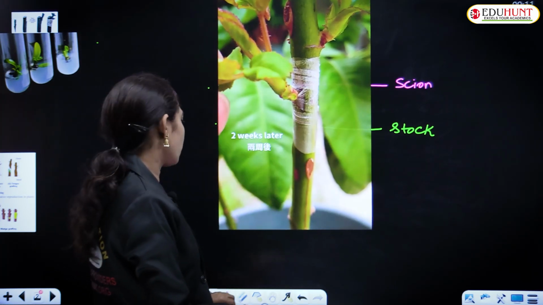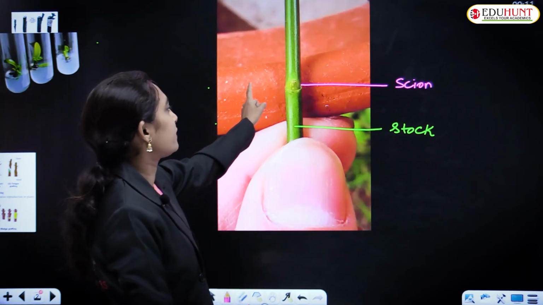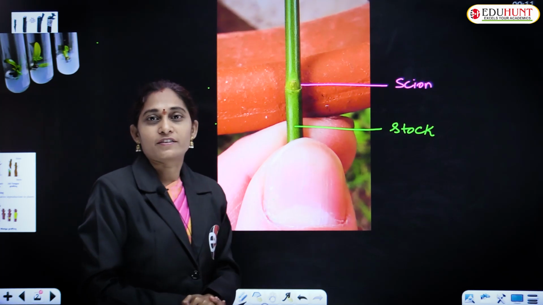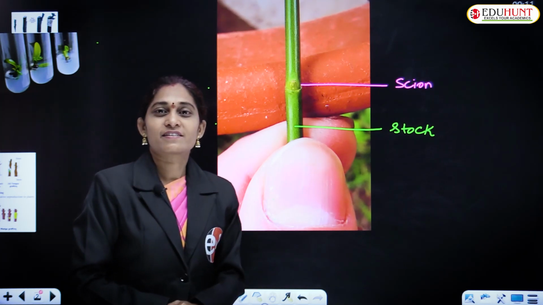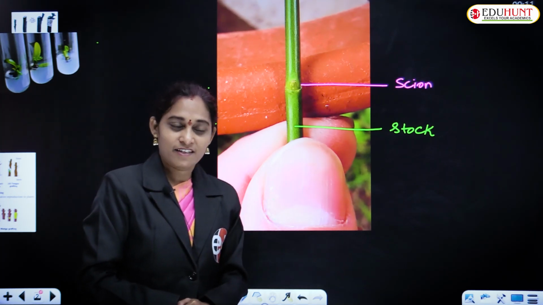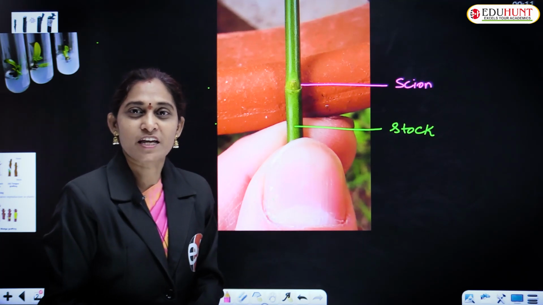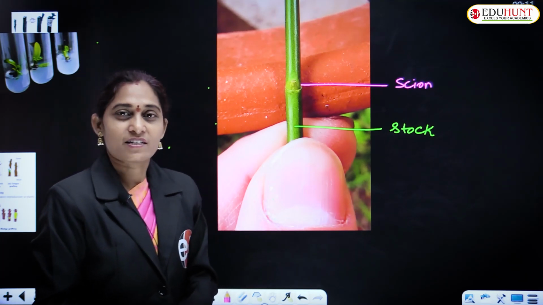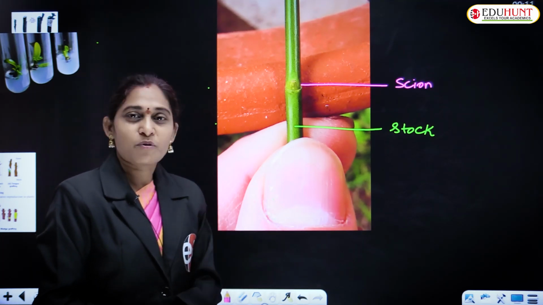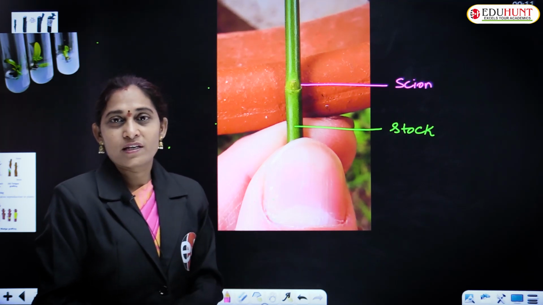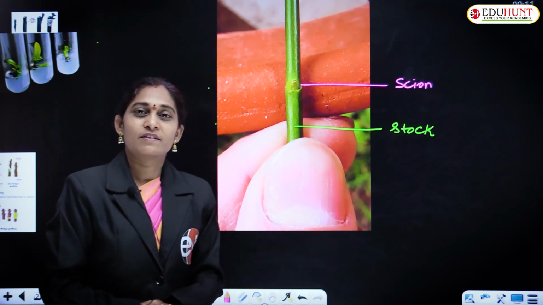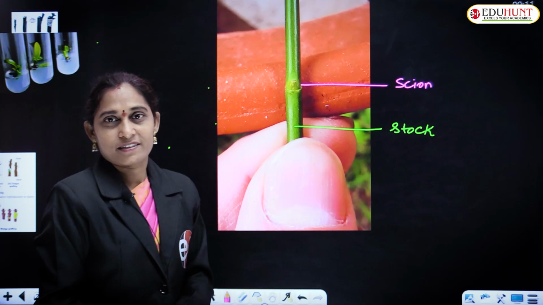After 2 weeks, it gives out a new branch. How simple it is, isn't it? Yes, you can also perform the same technique at your home. Try it once. The more times you do it, the more you will learn from this practical.